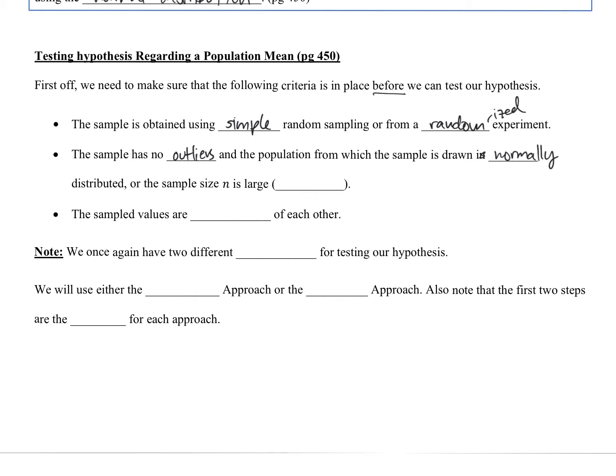And what does it mean that it's large? Well, n needs to be greater than or equal to 30. That's a good one to keep in mind, the size of the sample. That often plays a part in what we can do in terms of trying to find our population or our percentage. A lot of times it's based on the sample size. And then, the sample values are independent of each other.